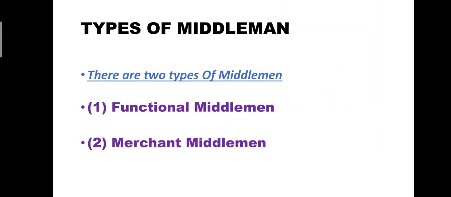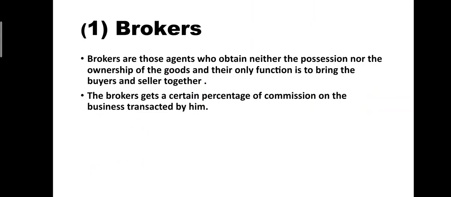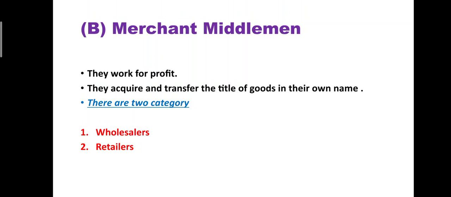Types of middleman: functional middleman and merchant middleman. In functional, there are brokers, commission agents, auctioneers, del credere agents. And second, merchant. Merchant means wholesalers and retailers. They are the main types.